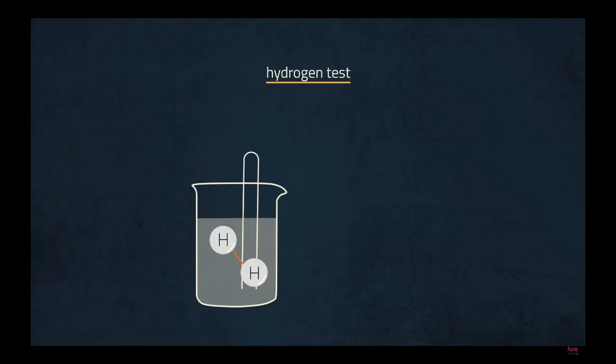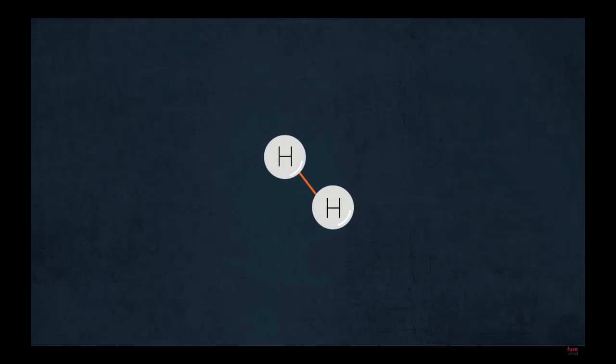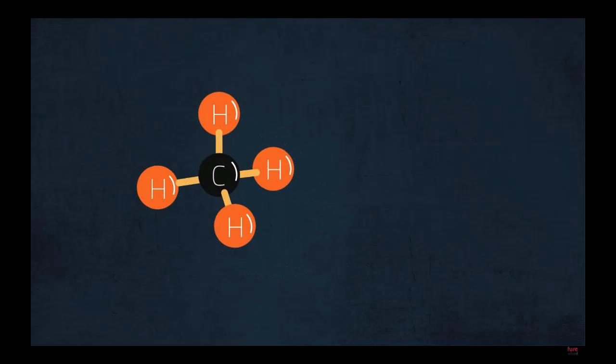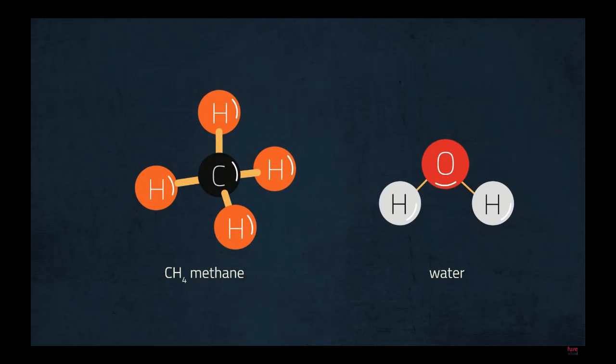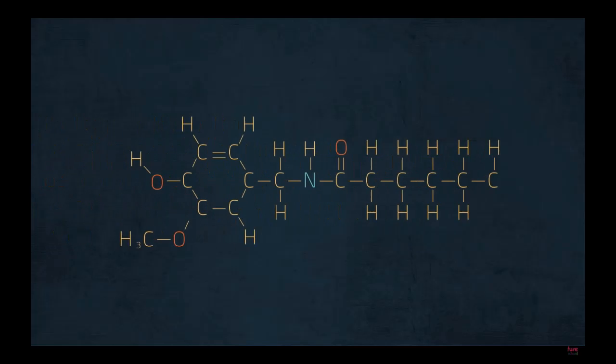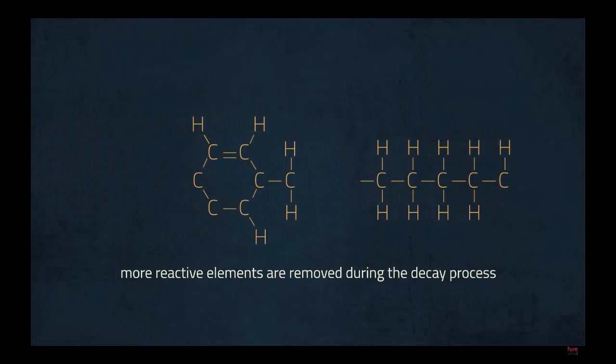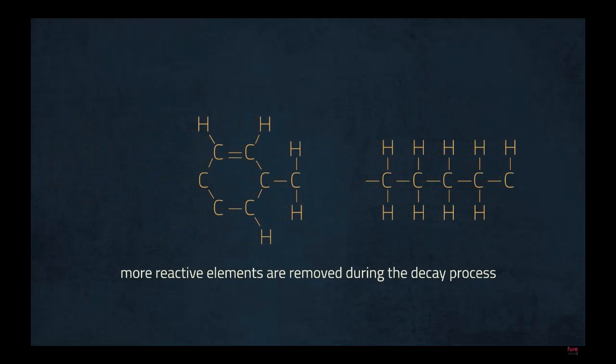You can test hydrogen by exposing it to a flame. It ignites with a squeaking pop, and you can see condensation in the tube as water is formed. Although hydrogen is an essential element for life, it doesn't play a particularly active role. It remains bonded to carbon and oxygen atoms, whilst the chemistry of life takes place at the more active sites involving, for example, oxygen, nitrogen, and phosphorus. When fossil fuels form, these more reactive elements are removed during the decay process, leaving the hydrocarbon skeleton behind as crude oil and natural gas.